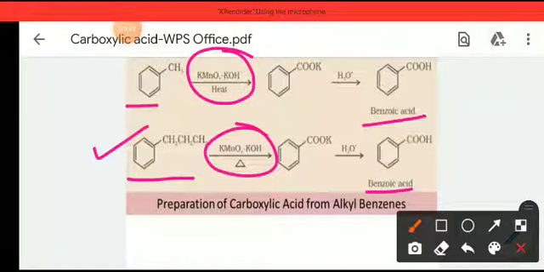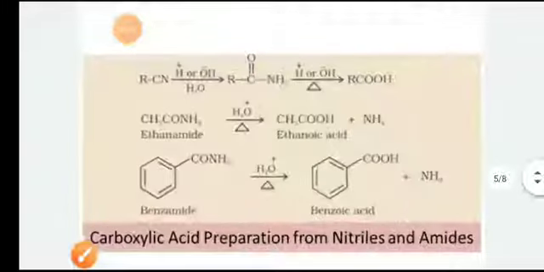Okay, so to oxidize this alkane part, the benzyl alkane part, we need to give a strong oxidizing agent. Remember, for alkanes and for alcohols we need a strong oxidizing agent. Other than that, we do not need a strong oxidizing agent to oxidize aldehydes or ketones. Okay, so let's move to the next point, that is RCN.